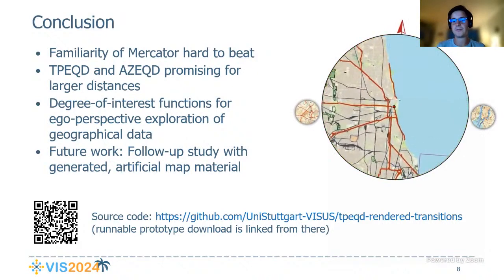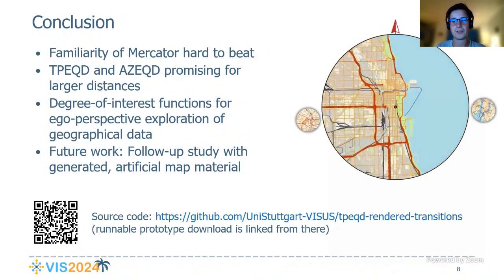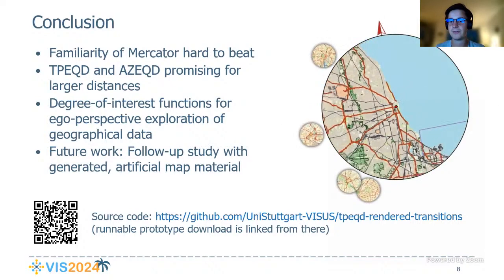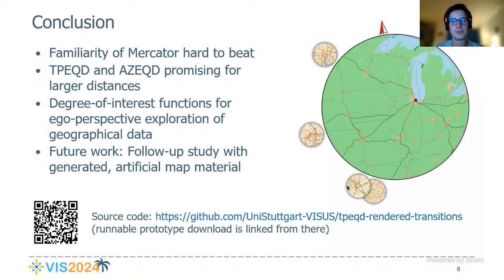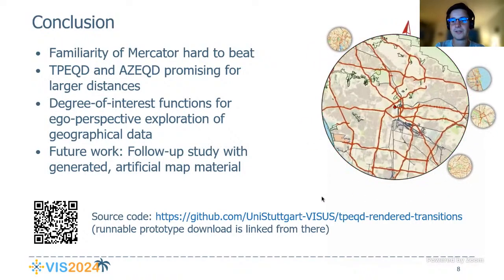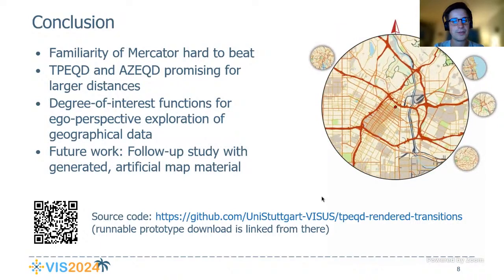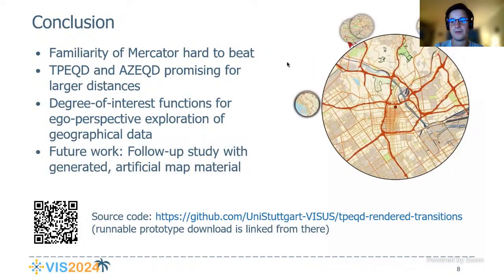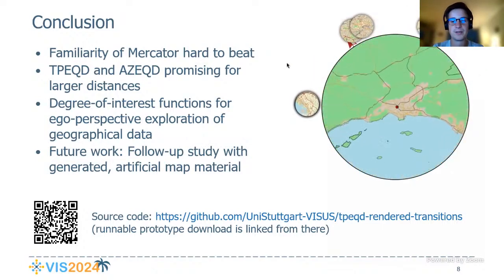We see a lot of potential in exploring degree of interest functions and especially domain-specific functions in the context of ego-perspective exploration of geographical data. Our evaluation also hints at an interesting connection between prior geographical knowledge and a sense of scale, which could be explored further in a follow-up study using artificial map data.